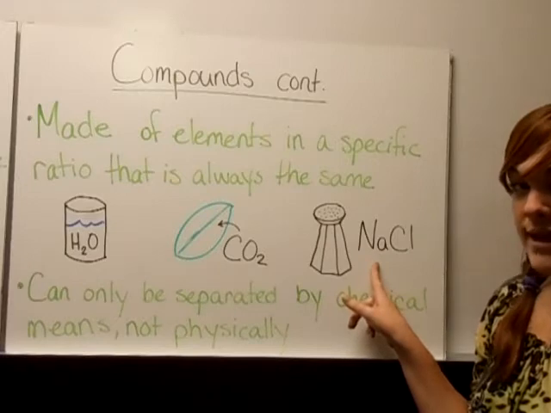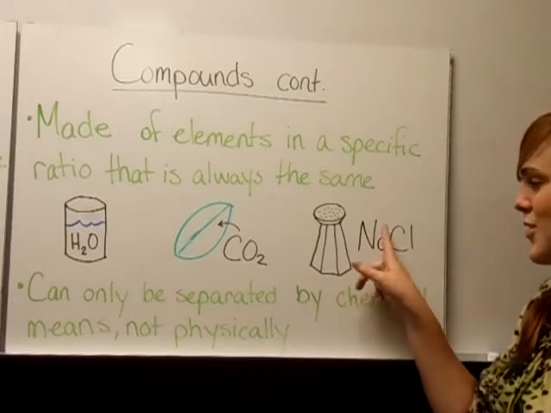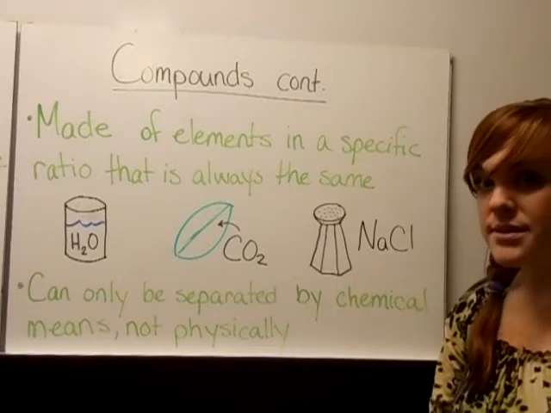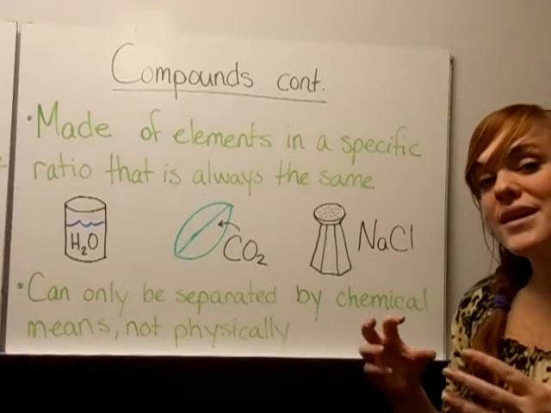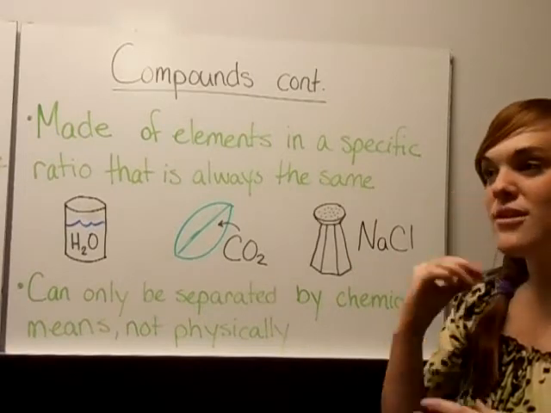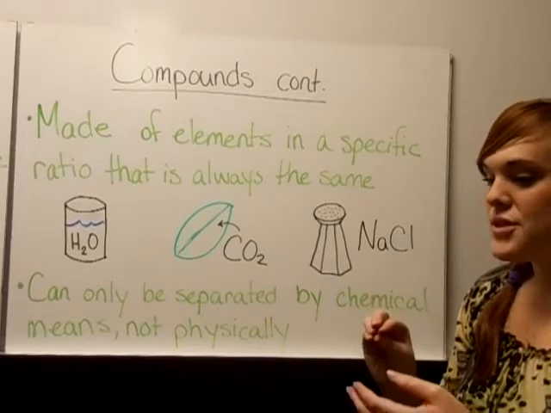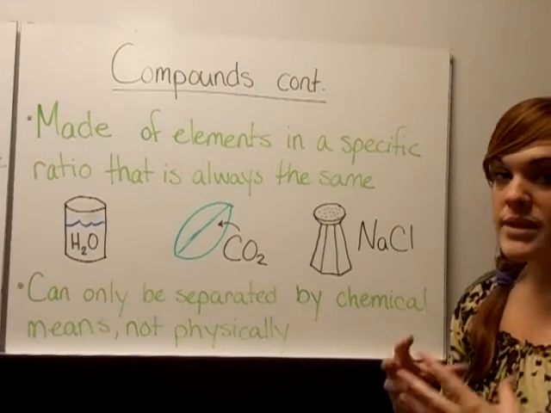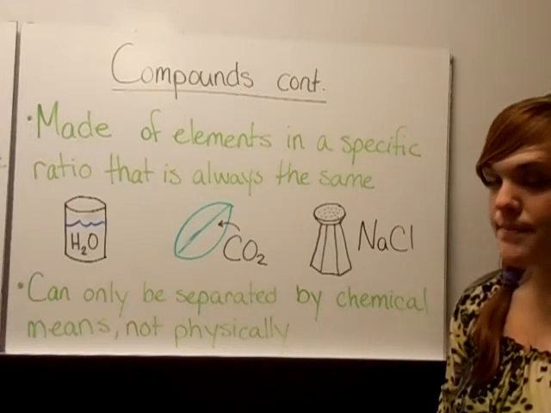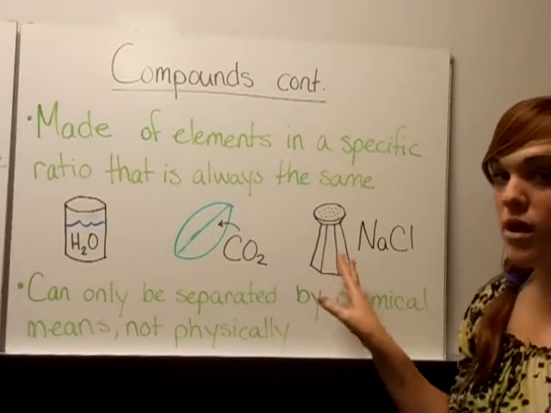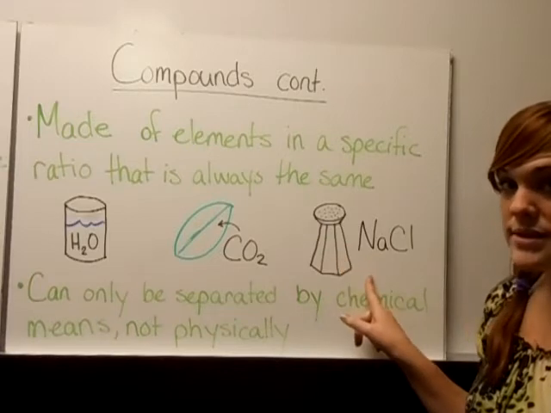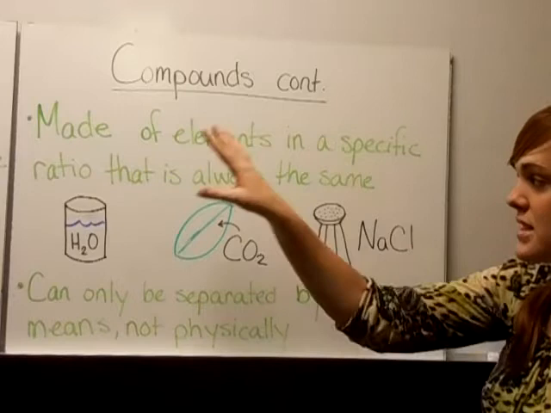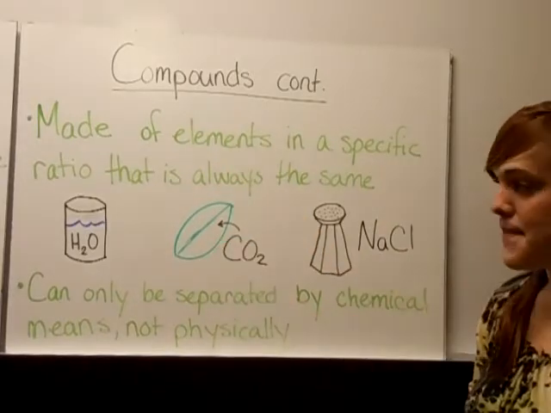Sodium chloride, and sodium is tricky because sodium is Na, is just regular table salt. You cannot separate table salt into sodium and chloride except through a chemical process. And every single molecule of salt will have 1 sodium and 1 chloride every time. Okay, that's what it means by the ratio is always the same.